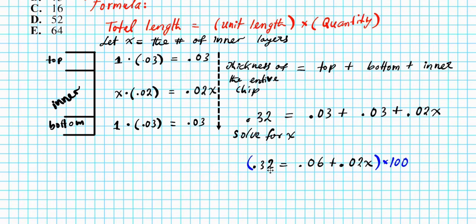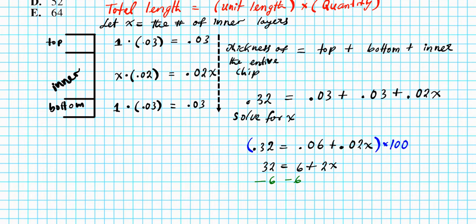Okay? So if we multiply by 100, this problem becomes 32 equals 6 plus 2x. Okay, this looks much better, right? All right, let's solve it. You subtract 6 from both sides, and that yields, what do we have? 32 minus 6 is 26, equal 2x. Divide both sides by 2.